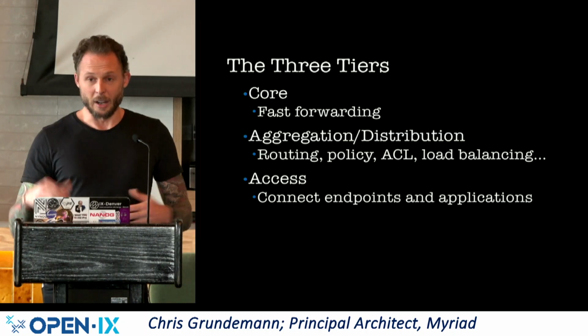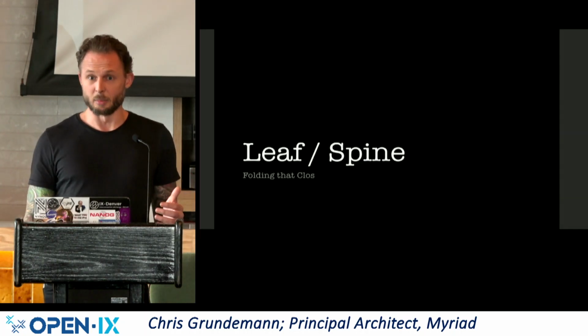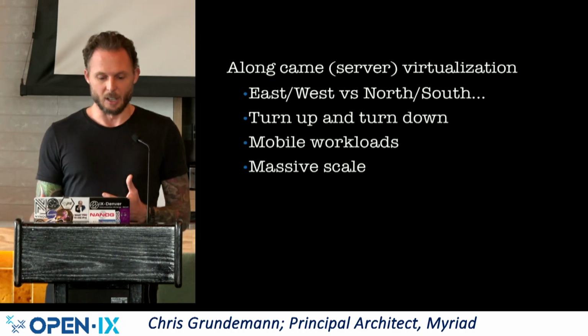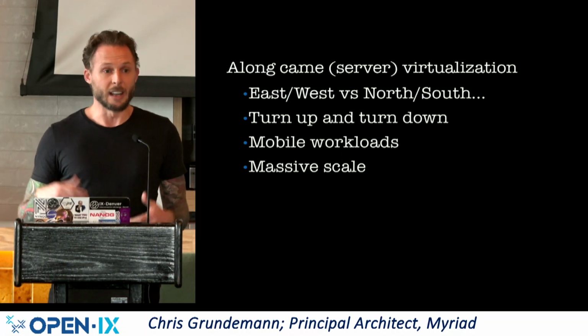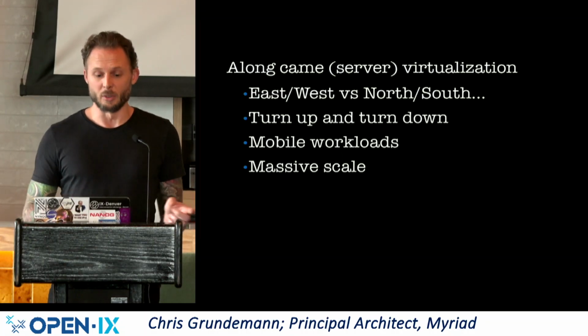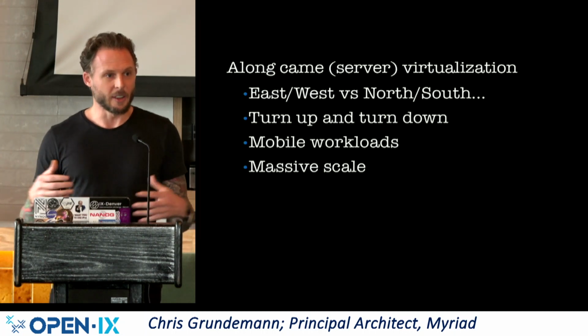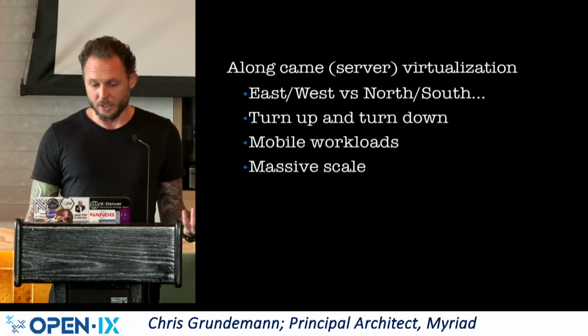And so I can't talk about the three-tier network model as a legacy model without obviously mentioning leaf-spine and Clos networks. What happened, I think, is network virtualization came along, and we started having east-west traffic patterns. We started turning up and turning down services very quickly. We've got mobile workloads that move around, and we've got massive scale. Now, not all of those things are directly related, but they all kind of happened at the same time, which made us want to change the network.